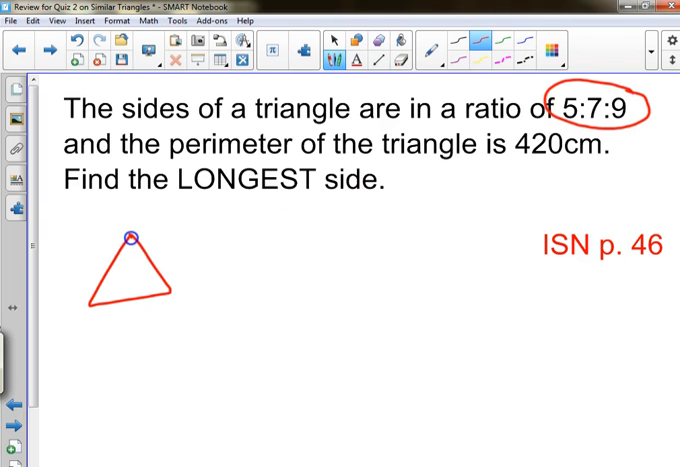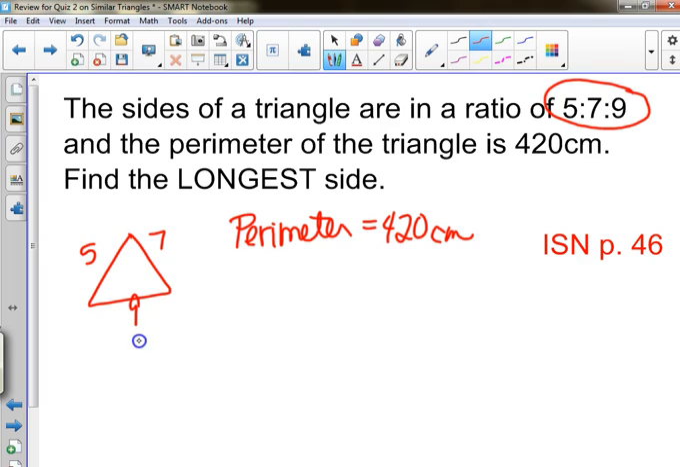It says the sides of a triangle are in a ratio of 5 to 7 to 9, and the perimeter is 420. Well, guys, if I add 5, 7, and 9, that doesn't add up to 420. That's because they have been reduced by some quantity. They're not 5, 7, and 9. They're 5 times something, 7 times that same thing, and 9 times that same thing. But the perimeter means they still add up to 420. So 5x plus 7x plus 9x equals 420 would be 17x.